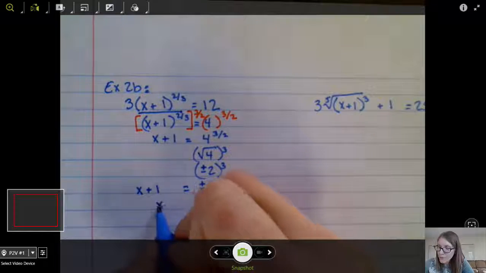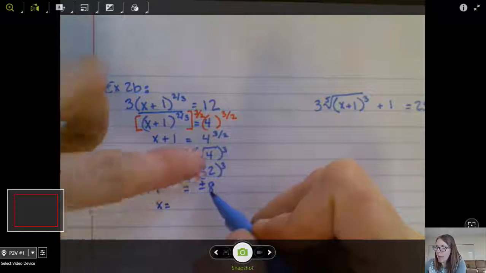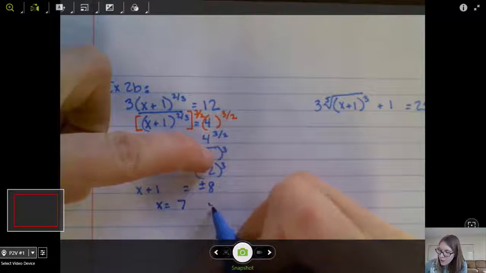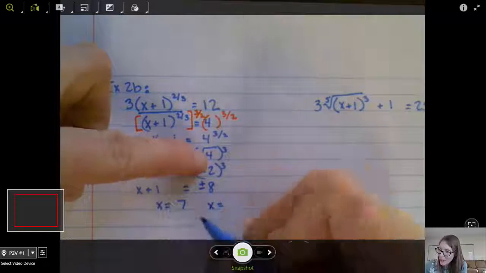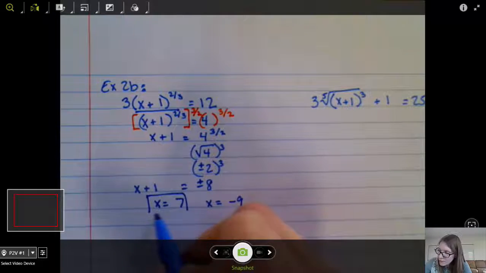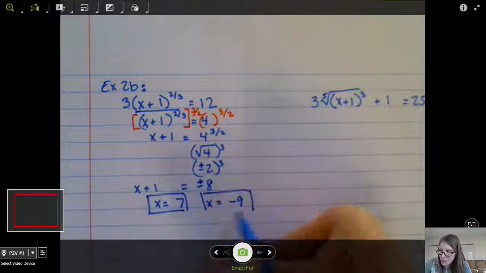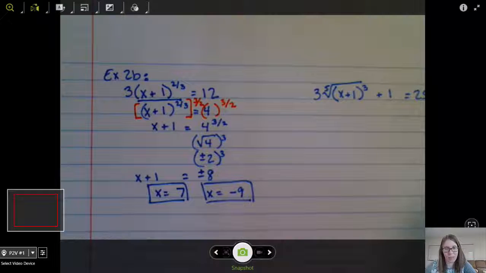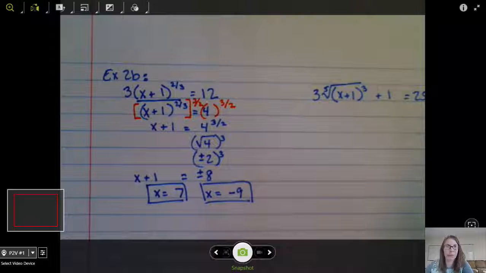Subtract 1 from each side. If this was positive 8 minus 1, we get 7. If this was negative 8 minus 1, we get negative 9. And those are my two solutions, which again, if you plug them in, you can check your answer that way. I'll skip that for this problem.